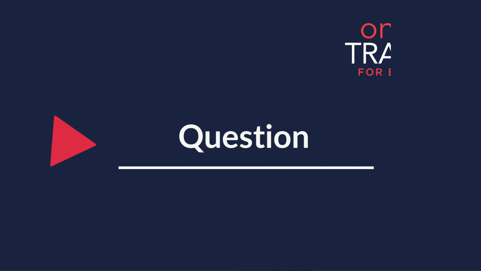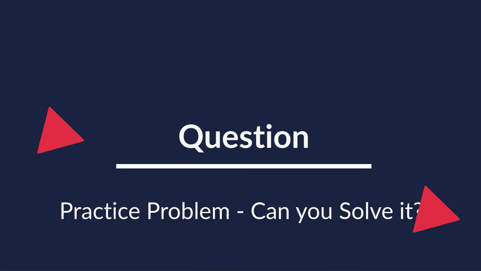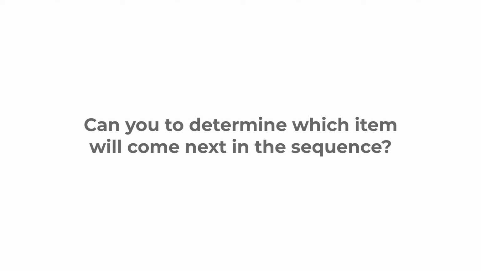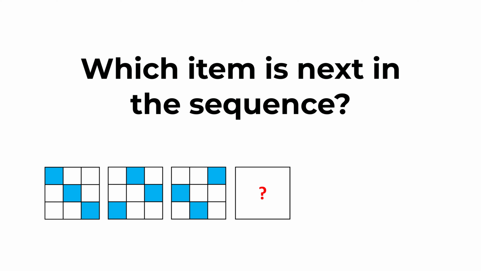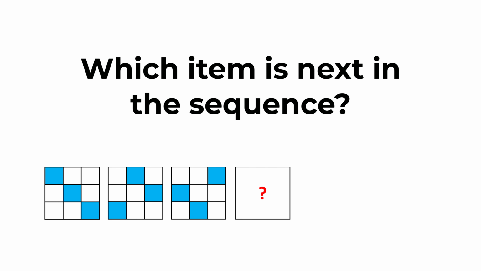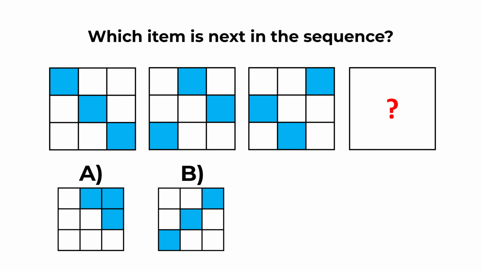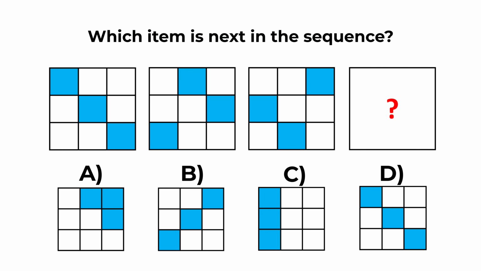And now I have a practice question for you. You need to determine which item comes next in the sequence. You're presented with 3 large squares. Each large square contains 9 small squares inside, and small squares are of a different color. And the 4th square is missing, and you have 4 different choices to choose from, choices A, B, C, and D. Do you see the answer?